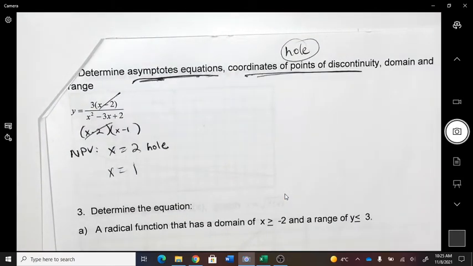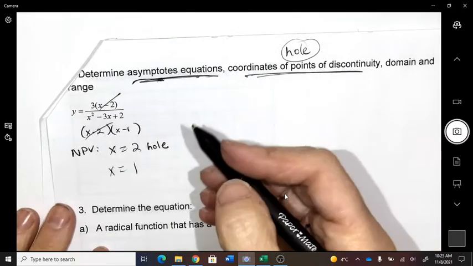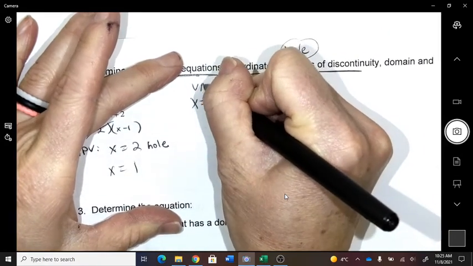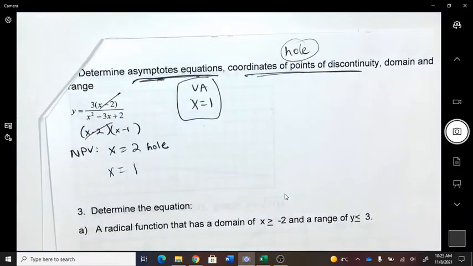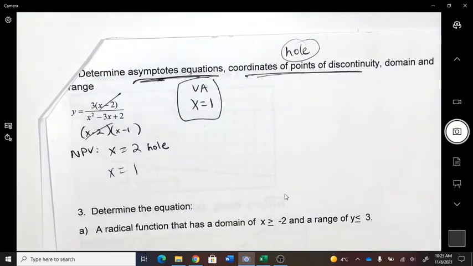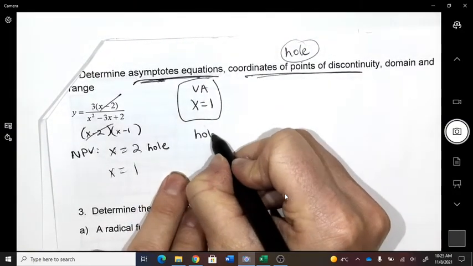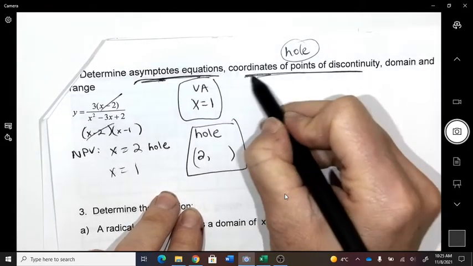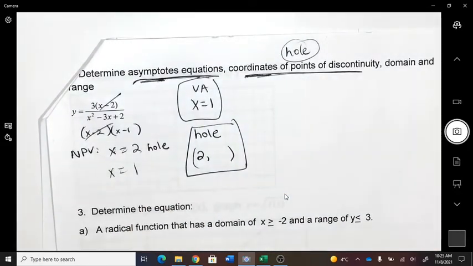Okay, so we have x equals 1. Got that? A vertical asymptote. A hole at 2, comma, because it says what is the coordinate. So I can't just say at 2. I have to say the coordinate. What are you going to do to get that? What do you want to do to get that? Plug it in.